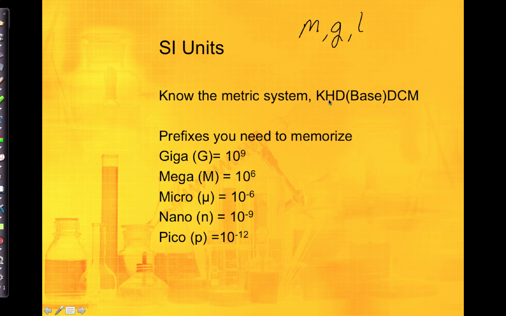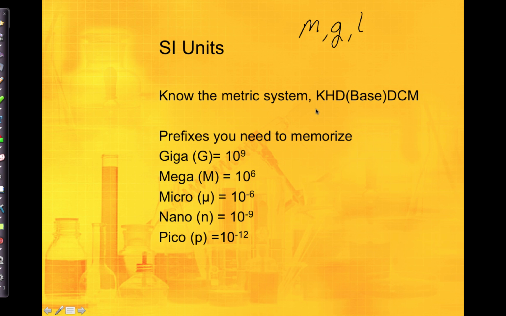So really, if you just know the saying, that'll help you. So King Henry died drinking chocolate milk. So kilo, hecta, deca, whatever the base unit is, deci, centi, milli. And you can figure out how many millimeters are in a meter or how many kilometers are in a meter. Vice versa, if you just know the saying, King Henry died drinking chocolate milk.